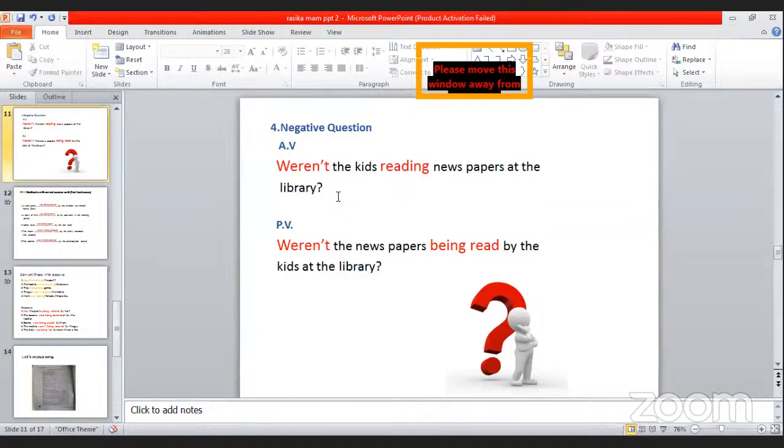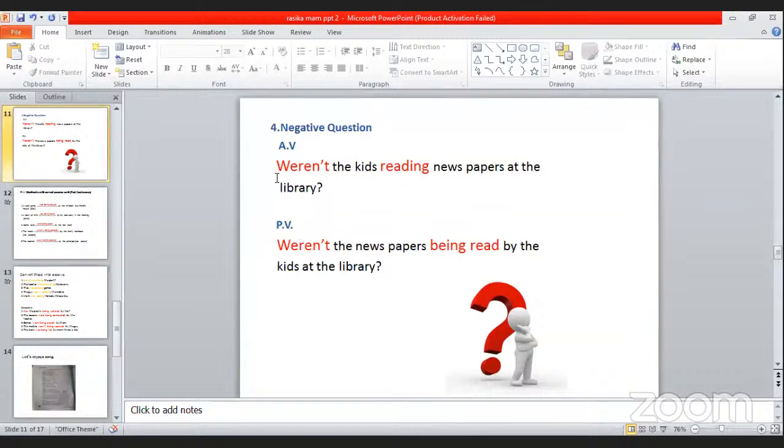How are we going to form the question into the passive voice negative? You can't change anything here, so you have to get the past be verb. Why are we taking weren't here? Because the newspapers is a plural noun. So weren't the newspapers. So we just keep this weren't part.